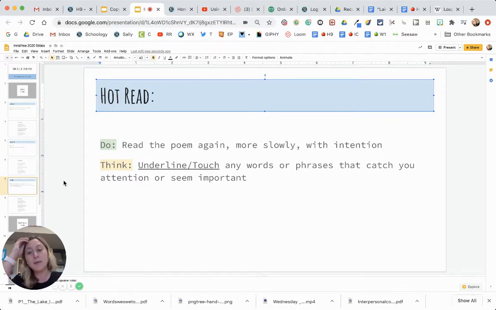Okay, so same drill here. You're going to pause the video. You're going to read it on your own with intention, pointing out the places that you think seem important. All right.